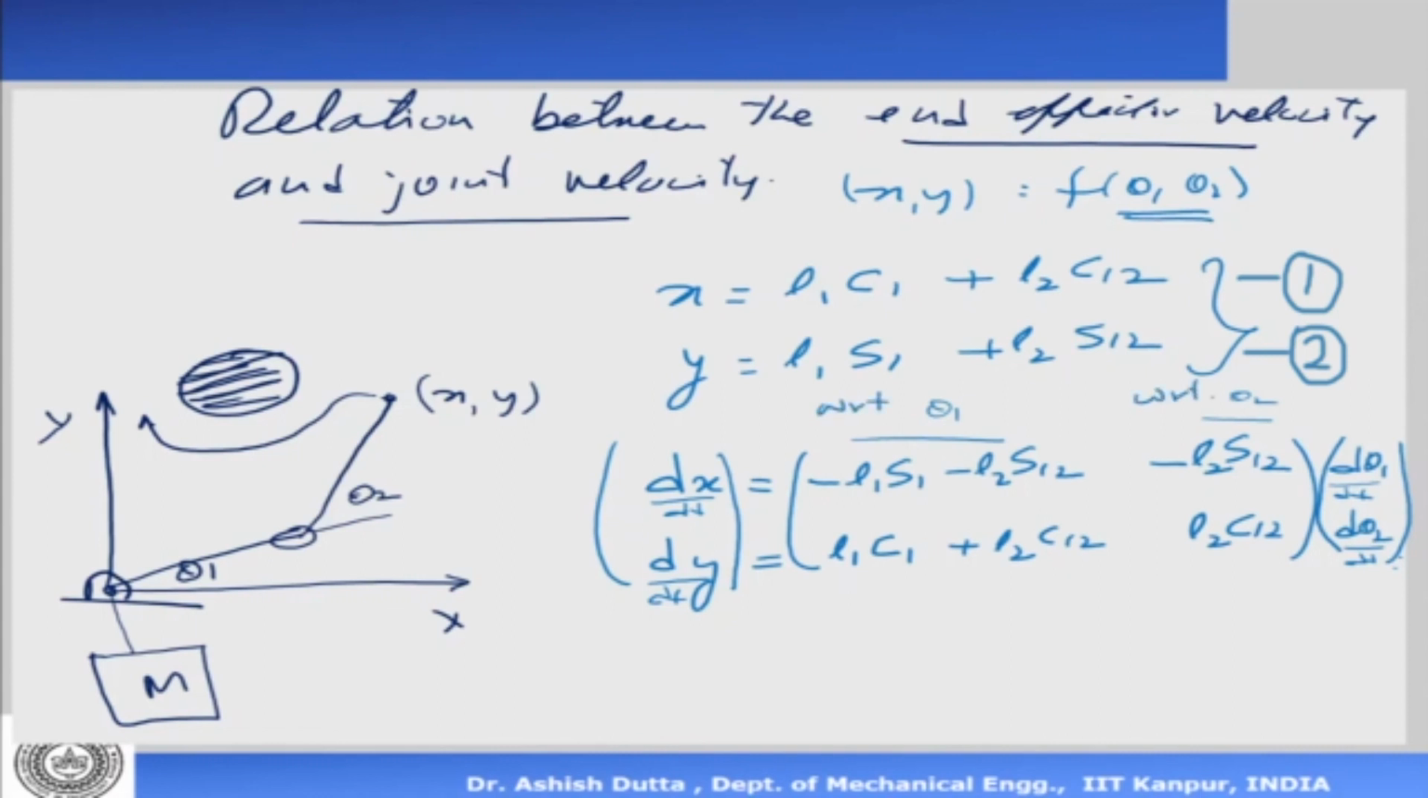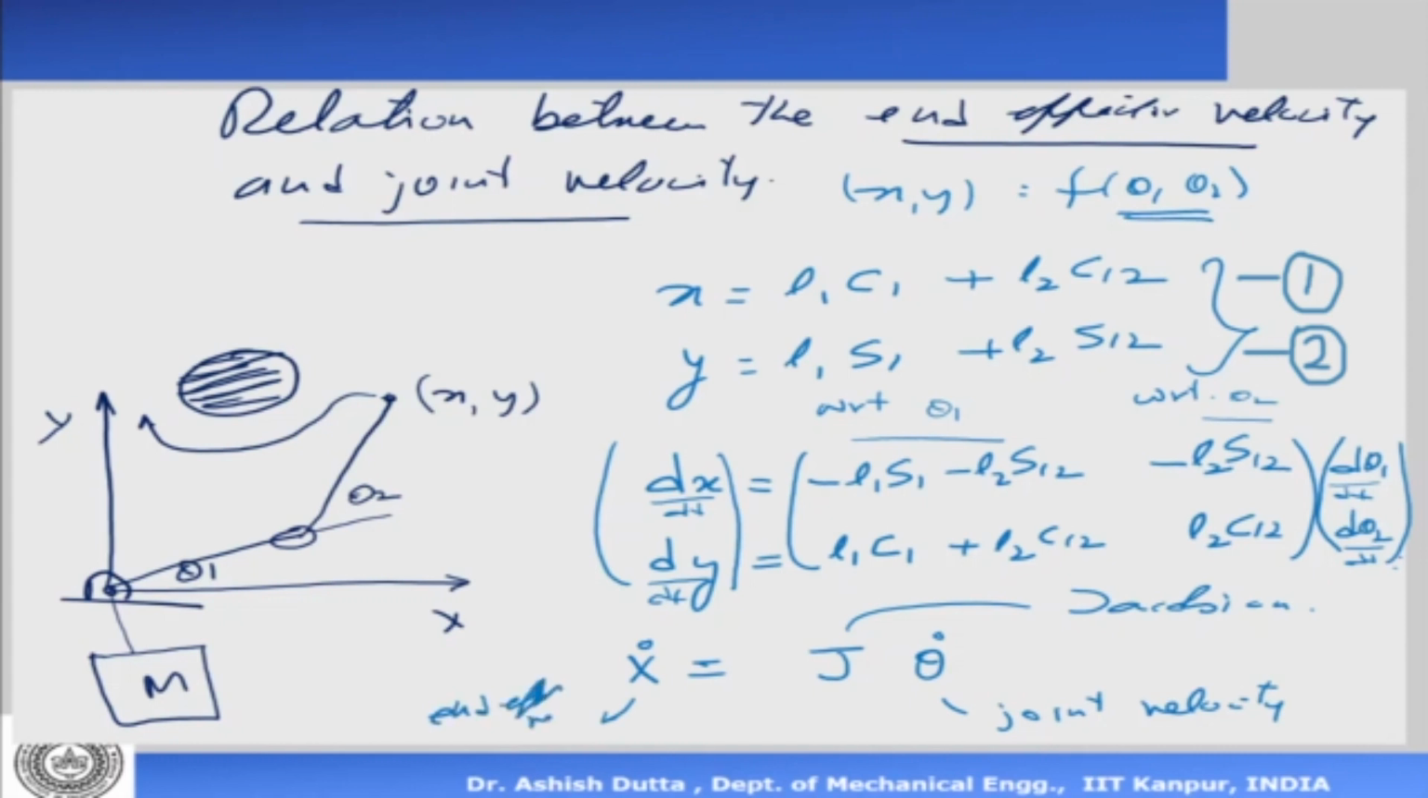So now in short I can write this as x dot is equal to J into theta dot. Now this is called the Jacobian that relates the joint velocities and the end effector velocity. So this is my joint velocity, right? That's my joint velocity, and this is my end effector velocity. So the Jacobian, in this case a 2 by 2 matrix, relates the joint velocity with the end effector velocity. That means when I'm trying to follow a path, or I'm trying to go to a point, this is going to determine the relationship between the joint velocities and the end effector velocities.